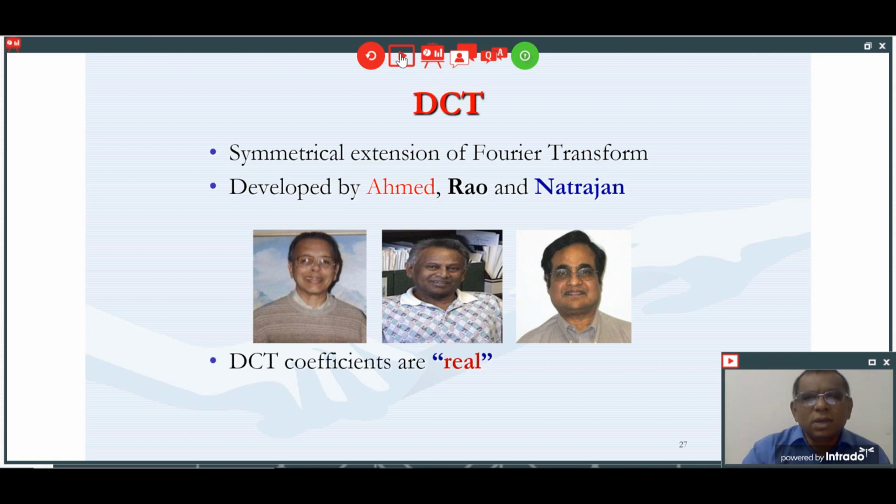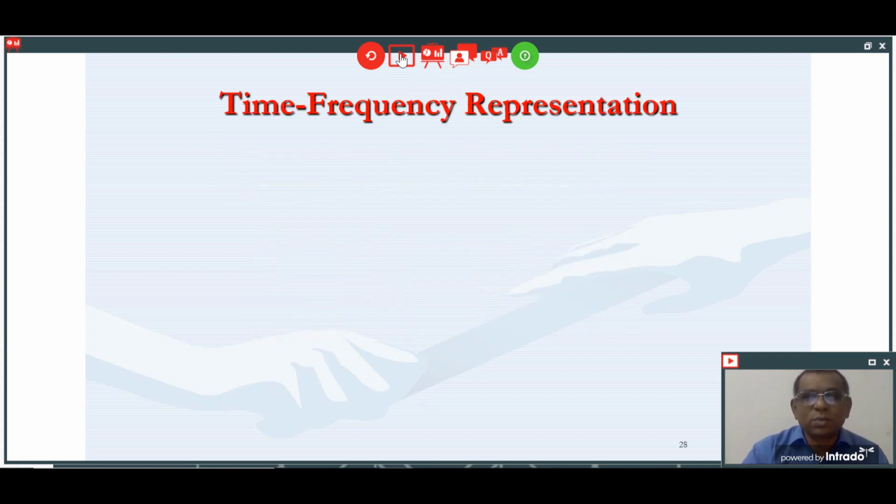The attractive feature of the discrete cosine transform is that we know very well the cosine function is an even function: cos of minus theta is equal to cos theta. The DCT coefficients are all real, and it has very good energy compaction. Because of this very good energy compaction, the discrete cosine transform was widely used in the JPEG standard. So the JPEG standard employs the discrete cosine transform.